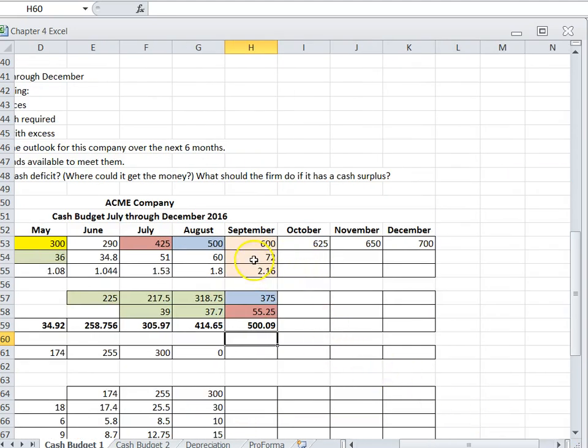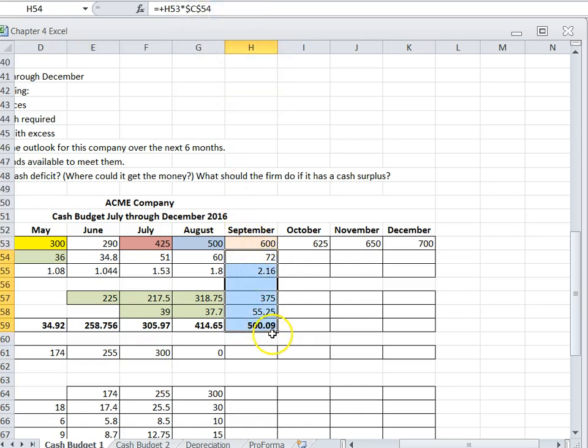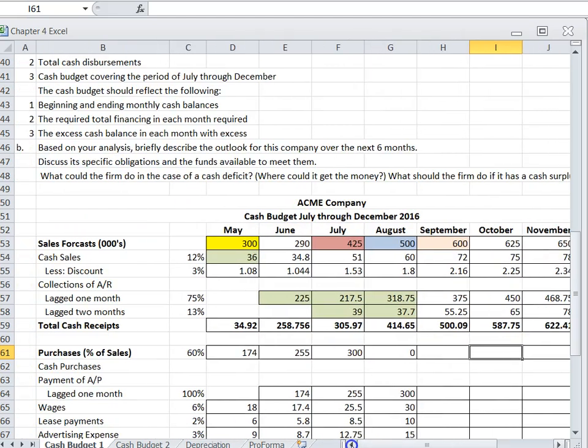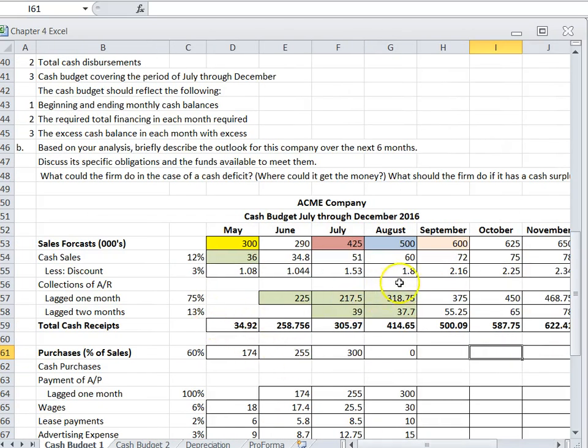Okay, so I could take these formulas. I no longer need these colors though. I'm going to take these formulas and I'm just going to drag them across to represent my cash collections for the rest of the year. So this is how much money I took in cash.